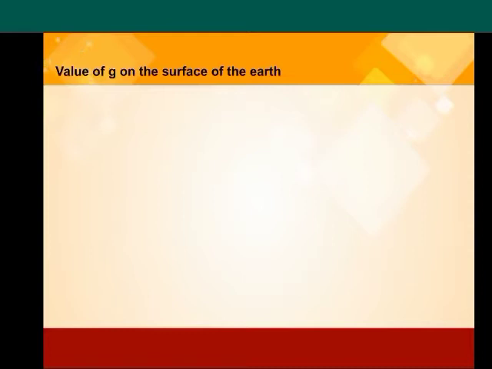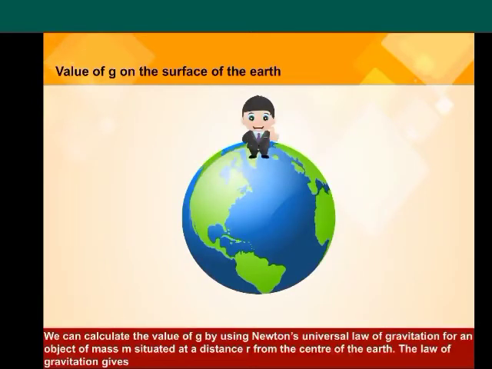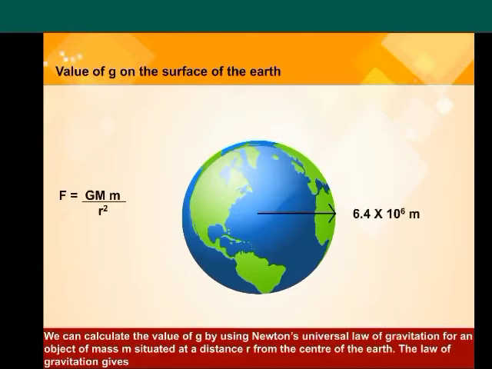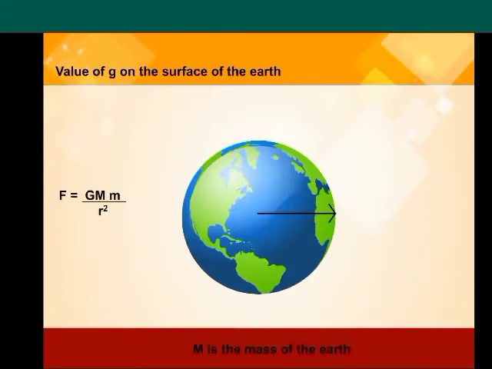Value of g on the surface of the earth. We can calculate the value of g by using Newton's universal law of gravitation for an object of mass m situated at a distance r from the center of the earth. The law of gravitation gives F = GMm/r², where M is the mass of the earth. F = mg. So mg = GMm/r², and g = GM/r².